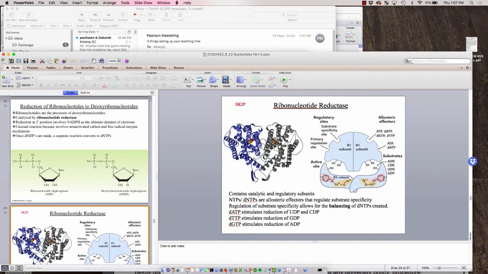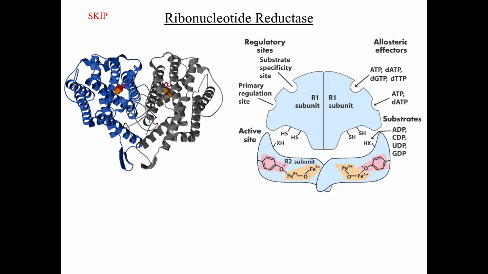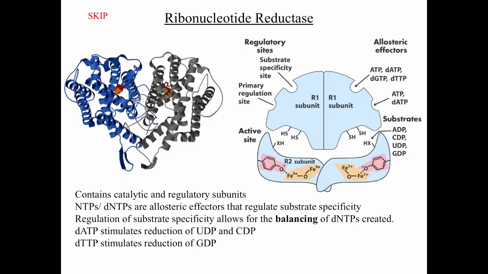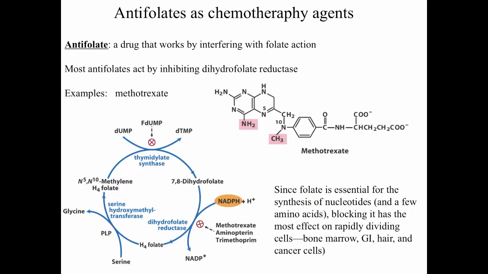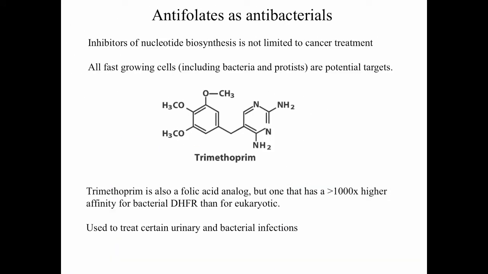Okay. So you guys don't need to know this slide. Okay. And so this is the slide on ribonucleotide reductase. I mean, you still have to know that ribonucleotide reductase is the enzyme that converts ribonucleotides into deoxyribonucleotides, but you don't have to know the specific information. You don't have to know this slide, although it's quite interesting because antifolates also act as antibacterials. That's because bacteria grow fast as well, in addition to cancer cells.